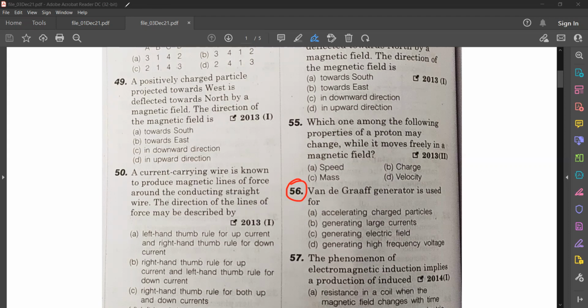Okay, so what is the answer? It is used for generating high frequency voltage. Move to the next question, question number 57.